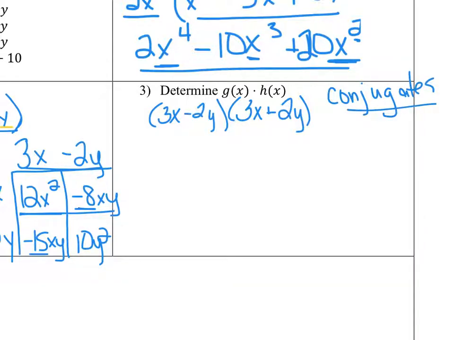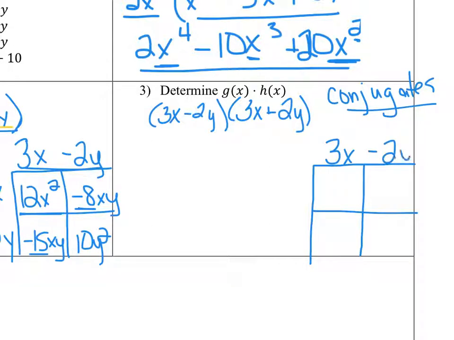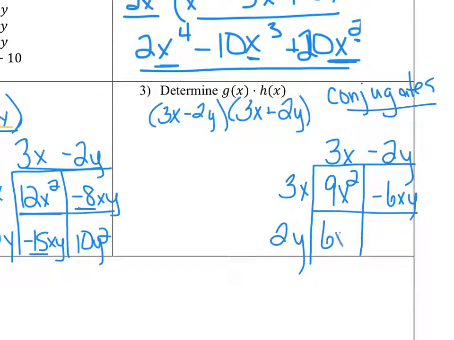Conjugates. That's conjugates, like G-A-T-E-S. These have very special properties, and we'll see those as we go throughout this course. They show up a lot, and special things happen, and we'll show you what happens when we do our multiplication. So it's 3x minus 2y and 3x plus 2y. Now when we multiply together, we get 9x squared, negative 6xy, positive 6xy, and negative 4y squared.